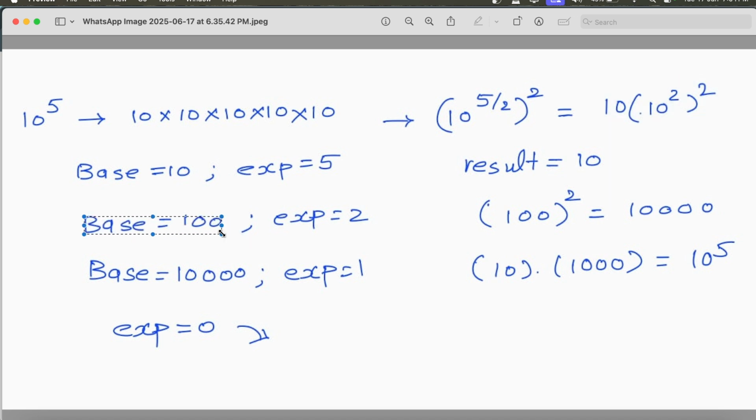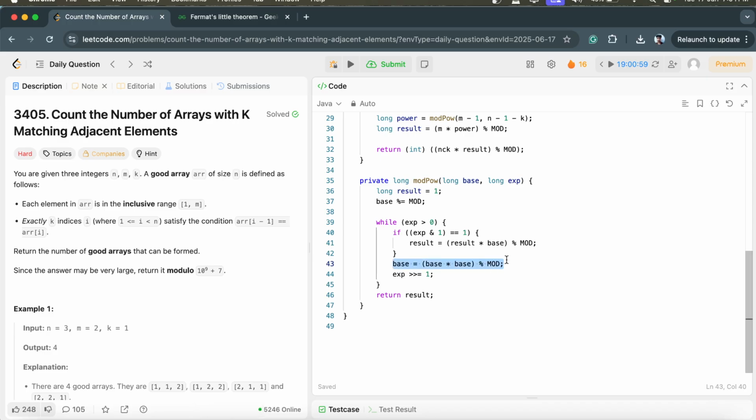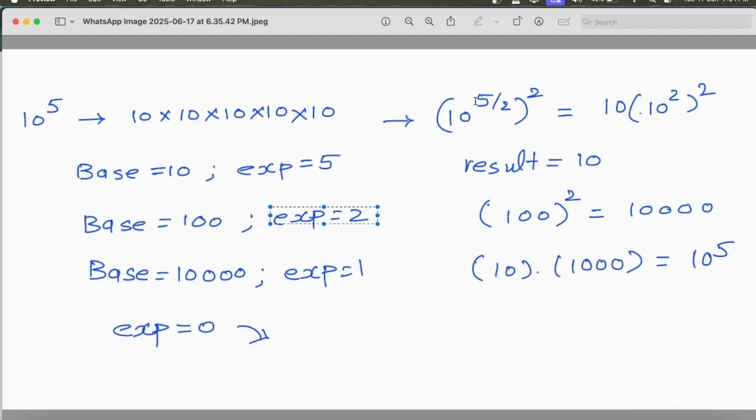Now base value got updated, and the exponential value will also get shifted by 1 digit this way, because it is basically the division operation. That is something we have done also, right? So 5 to the power of 2 got shrunk to 10 to the power of 2. That is what we have done. So exponential value got updated to 2 now, and this extra bit, extra value that we have, is something we updated into the result.